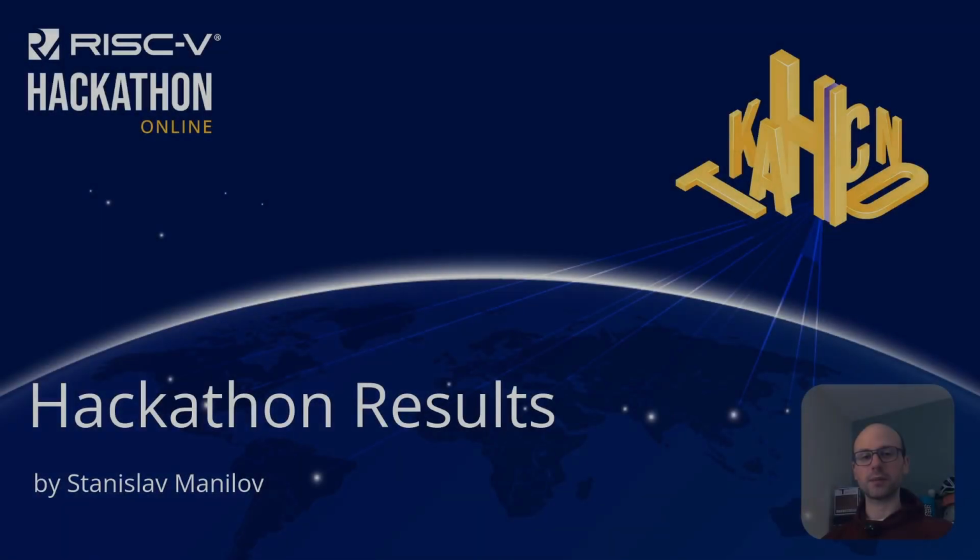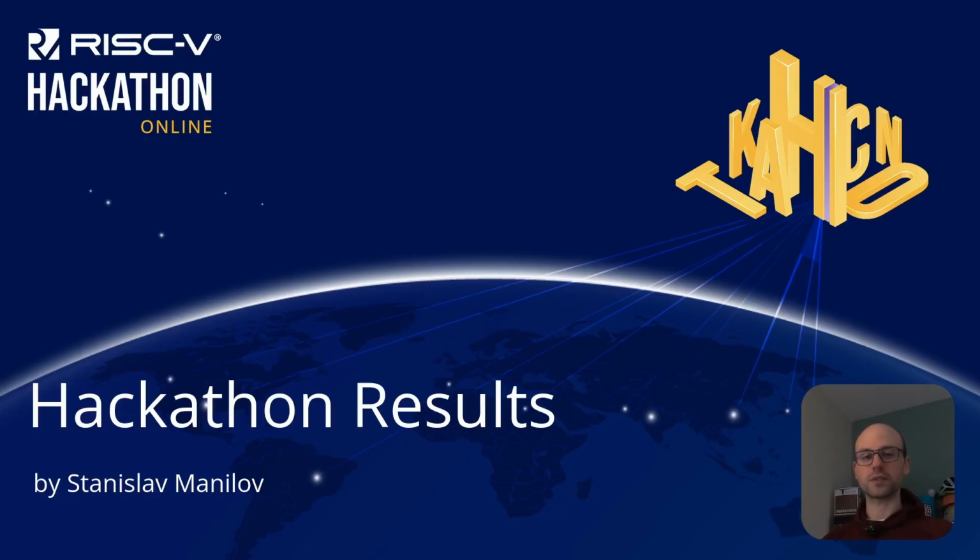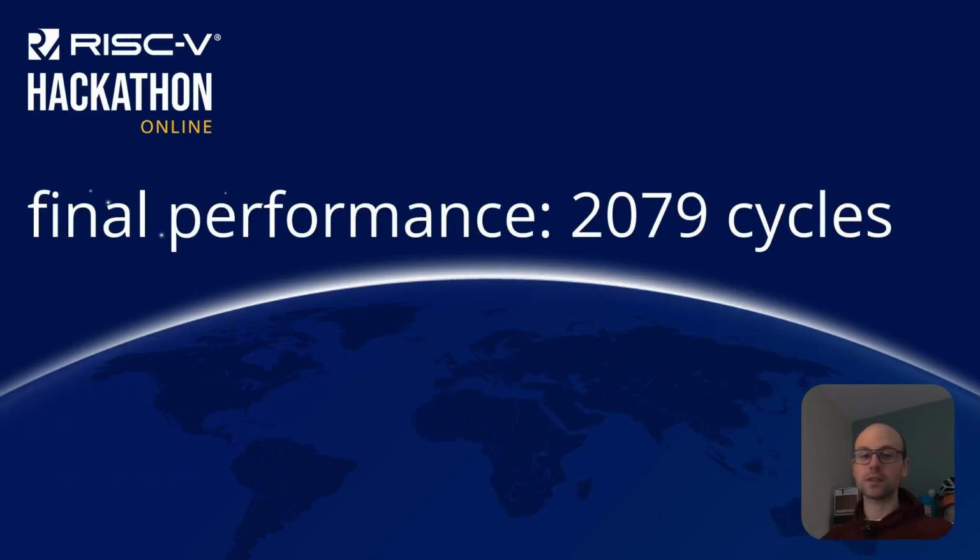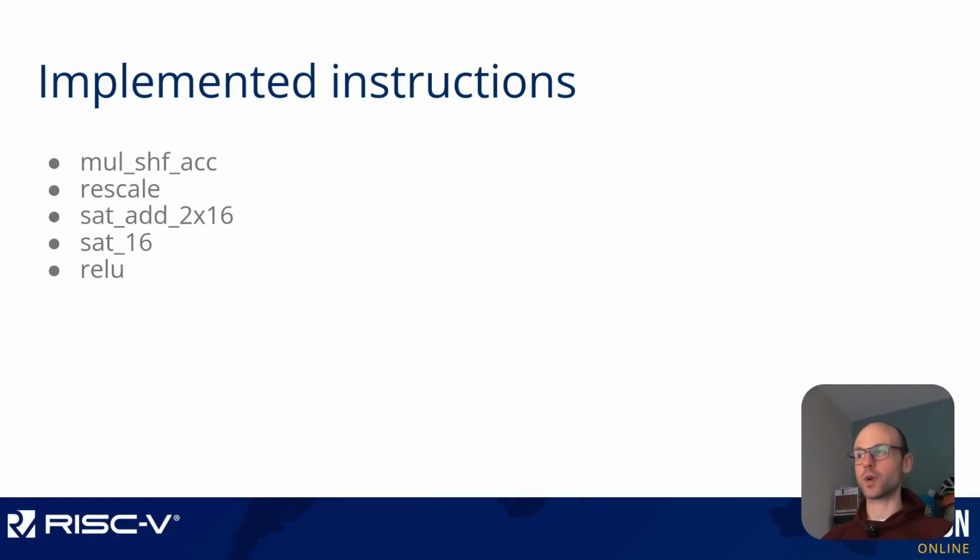Hello everybody, my name is Tan and I'm going to present to you my results for the RISC-V Online Hackathon. For this hackathon I managed to achieve a performance of 2079 cycles at the end, after all of my optimizations, and these are the instructions that I implemented. The first one I call multiply, shift, accumulate, the second one rescale, then saturate, add 2 times 16, saturate 16, and RELU.